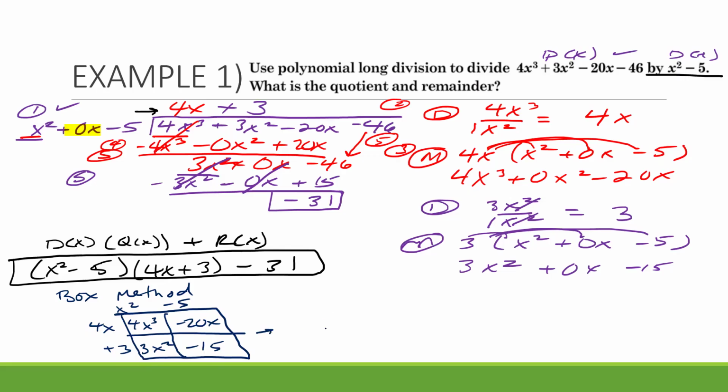So from the box, I have 4x cubed plus 3x squared minus 20x minus 15. And then I have my remainder, which is minus 31. Does that make negative 46? And is that what my original polynomial was? So what does that tell me? I'm a genius. I did it. Okay. With division, you check it with multiplication because they are inverse operations of each other.